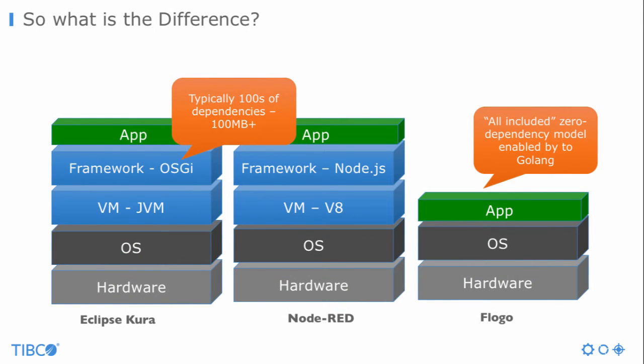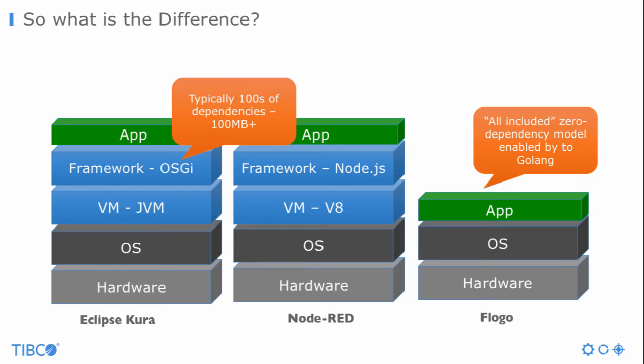And so what's the difference? From another perspective, here you see different integration frameworks. All are focused on IoT integration. On the left side is Eclipse Kura, which is based on Java and OSGi. In the middle you see Node-RED, which is also a cool tool for doing IoT integration. It's built on Node.js and JavaScript. And on the right side you see Flogo.